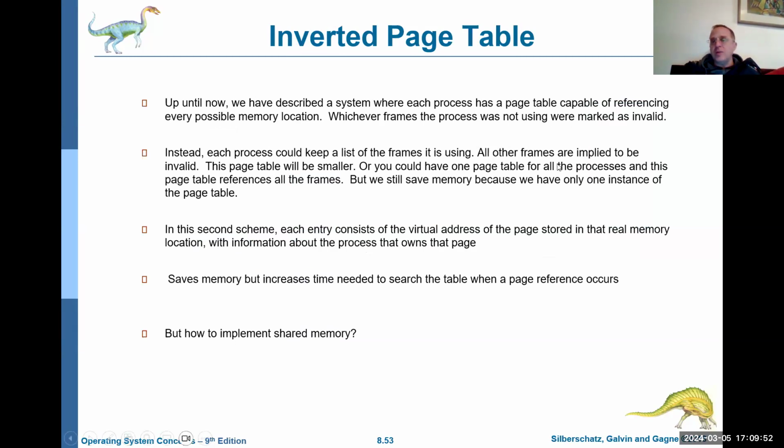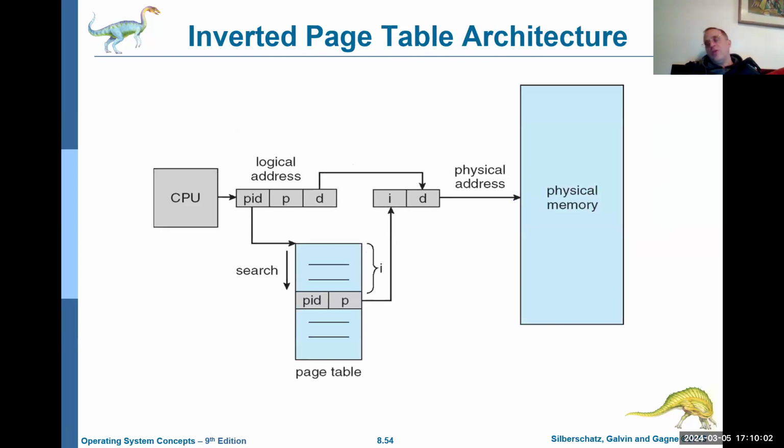Notice it says all other frames are implied to be invalid. Now we get into a third possibility. The first was paging, regular paging or frame or hierarchical. Then we had hash table, and now we have inverted page table. So inverted page table is an even more different idea.